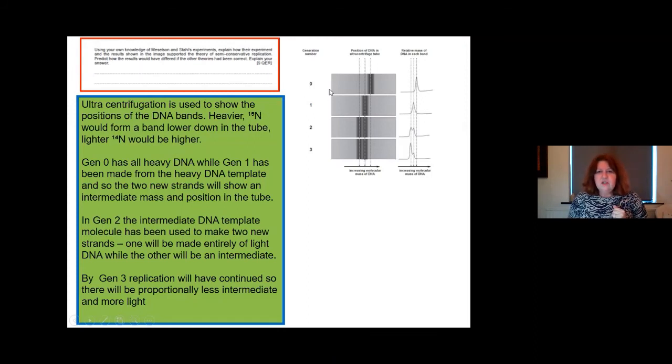And actually in generation 0 we've just got heavy nitrogen. Okay, so we've just got the heavy nitrogen template, and the 2 new strands in generation 1 will be intermediate, because they'll each have formed from an original heavy and the new light. Okay, so that's the intermediate. By generation 2 the intermediate template has now been used to make 2 light strands as well. Okay, so you'll see one as intermediate and one as light, and by generation 3 you'll see replication will have continued.